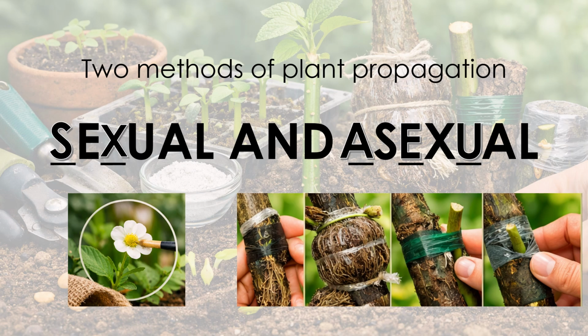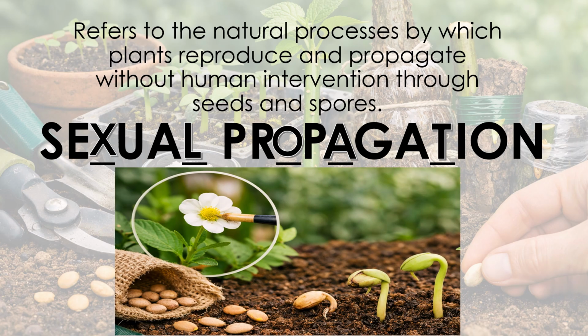Propagation can be sexual through seeds and spores or asexual through cuttings, grafting, or layering. Sexual propagation refers to the natural processes by which plants reproduce and propagate without human intervention through seeds and spores. It results in genetic variation, meaning the new plants may have different traits from their parents. Example, crops like rice, corn, and beans are commonly propagated this way.